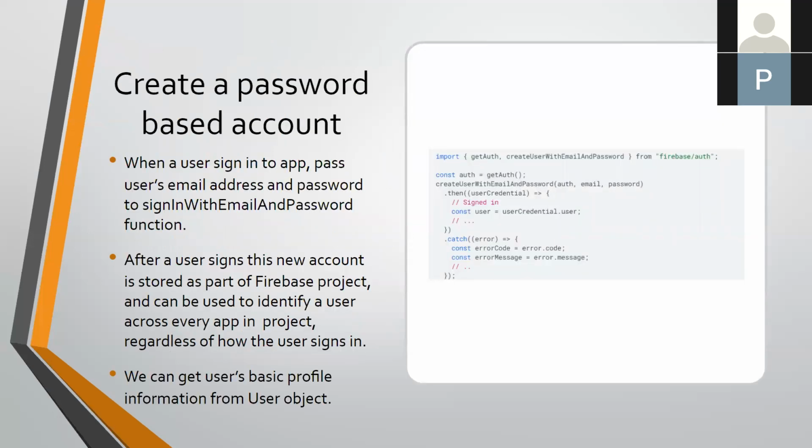Next slide. Create a password-based account. So in this, first we have to import Firebase method to our project, and then we import the method getAuth and createUserWithEmailAndPassword functions. And then we create the getAuth object, and then we pass the parameters as email, password, and auth to this function, which automatically signs us into the website. And if some error occurs, it also shows using the error.code and error.message.